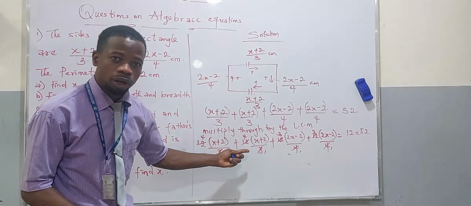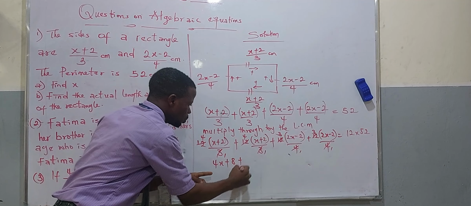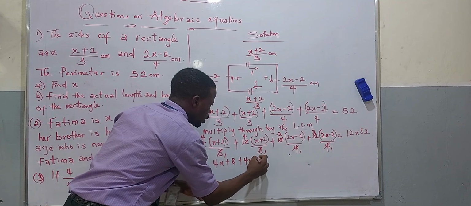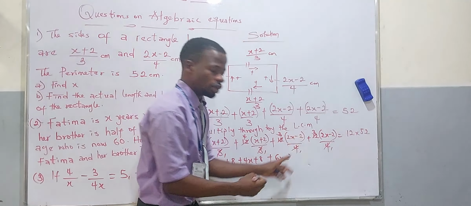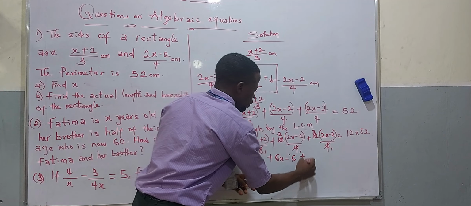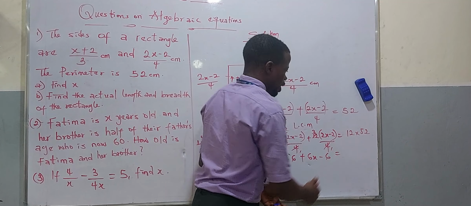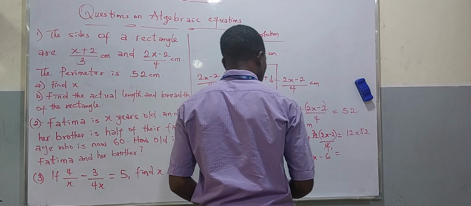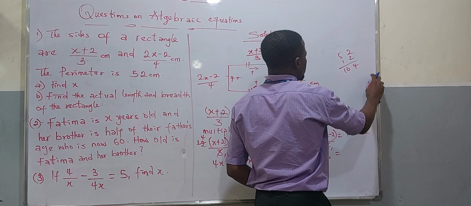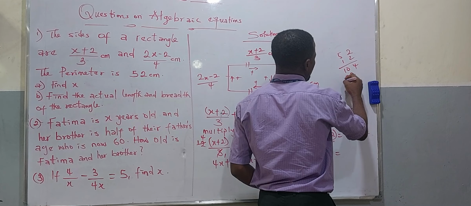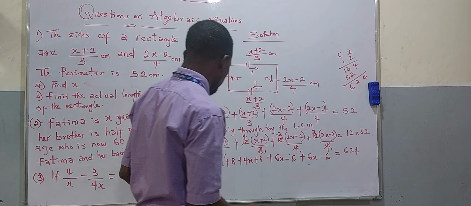Then we can now open the brackets, right? 4 times x, we have 4x plus 4 times 2, 8, plus the same thing here, 4x plus 8, then plus 3 times this, 6x minus 3 times 2, minus 6, then plus 3 times this, 6x minus 6, equals 12 times 52. We can multiply that out, and we have 624.